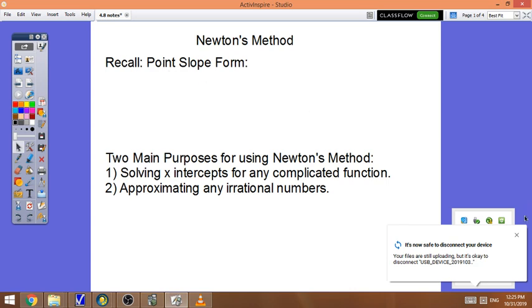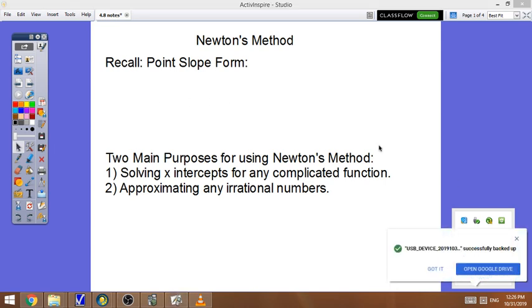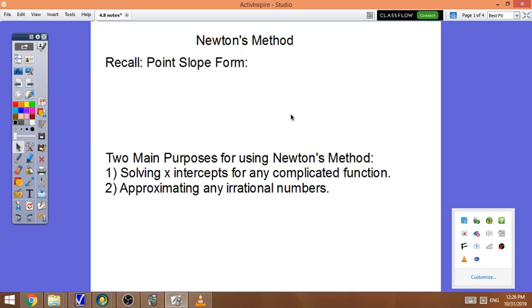If you recognize the point slope form, which is y minus y1 equals m times x minus x1, and you derive it with f of x1, f prime of x1 for the slope, and then let y equal 0, you'll solve for x. So eventually it's going to be Newton's method.